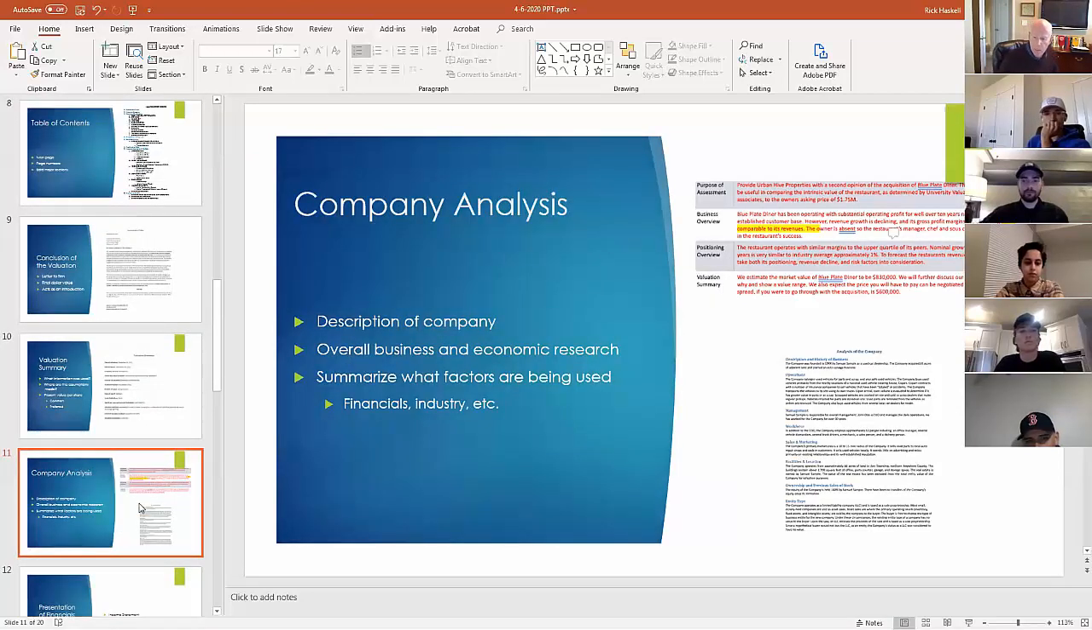Well, we're now going to move to the company analysis. And the company analysis really is fairly lengthy if you actually think about it. But what it boils down to is I want a good description of the company. I want to know the overall business and the economic research. So this is where you're going to put in industry research. This is where you're going to describe the company. This is where you're going to include macroeconomic data as to what's happening in the market today.